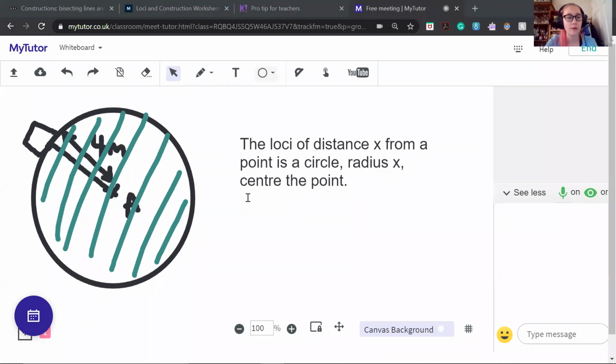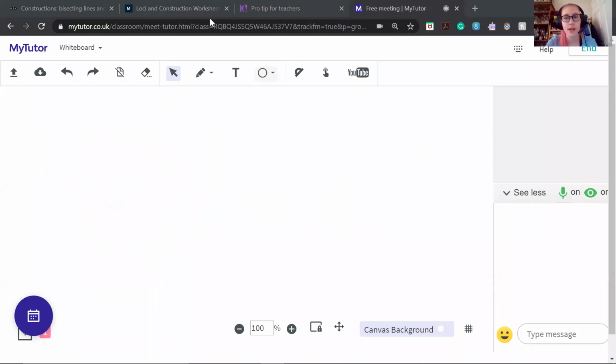Okay, so the next one is going to be a perpendicular bisector. Sounds kind of scary, but it's not. So we'll break it up. Perpendicular means that it's at a 90-degree angle, and a bisector means that it exactly cuts a line in half.